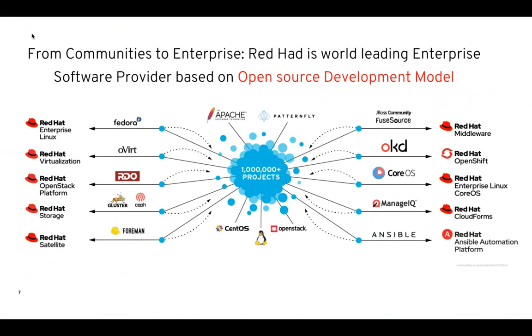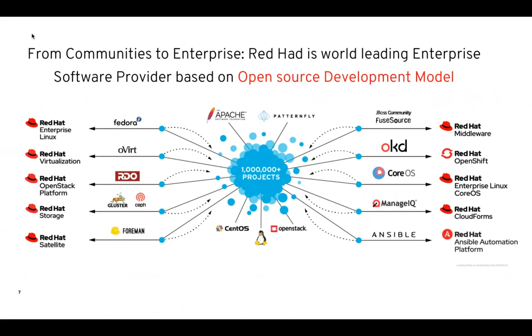So as you can see here on the slide, in the center we have these over 1 million open source projects, and Red Hat contributes to part of these projects that are relevant to our customers, that are relevant to our strategy, and we combine these projects into open source products that we contribute to the upstream. For example, we have Fedora for Red Hat Linux, we have OKD for Red Hat OpenShift, we have Gluster and Ceph for Red Hat storage, right? These are the projects that we contribute to in the open source.